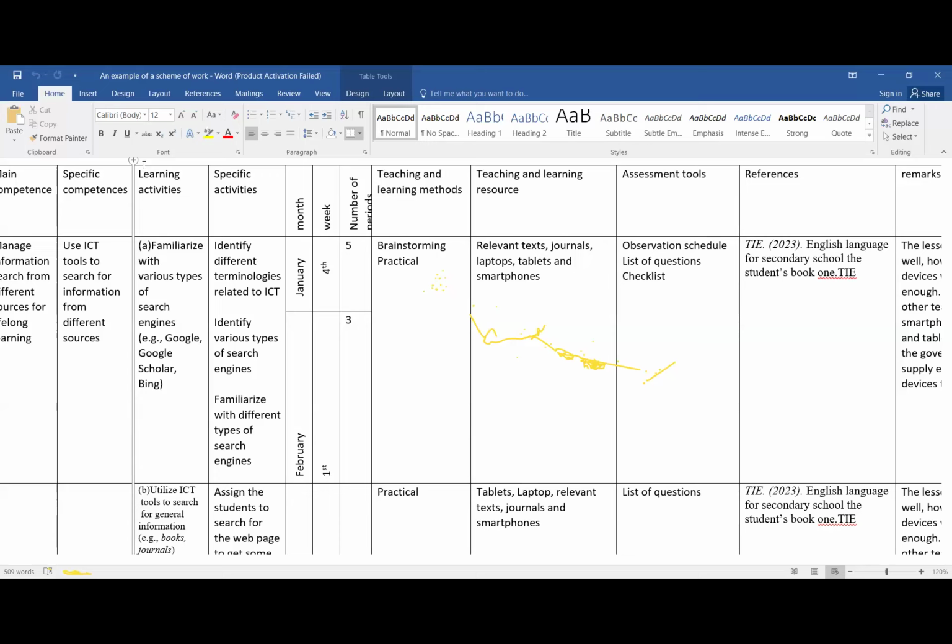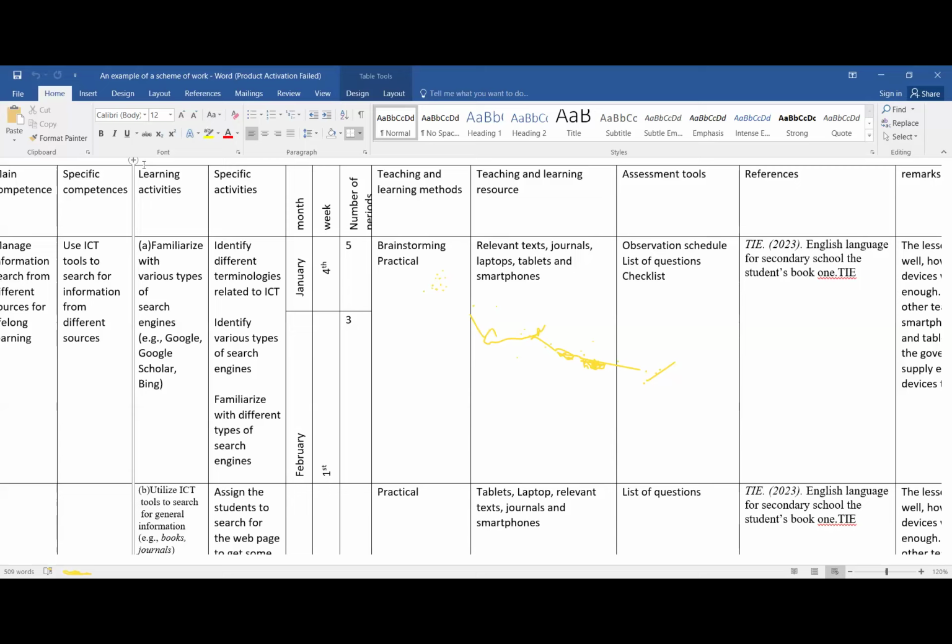So you have to teach 5 periods in a week. If you are teaching 5 periods in a week and the number of periods to cover this competence is 18, you're supposed to teach 5 periods in a week. So you may take 5 periods in the 4th week, and then you remain with 13 periods. So you take the remaining periods and shift them into another new month.